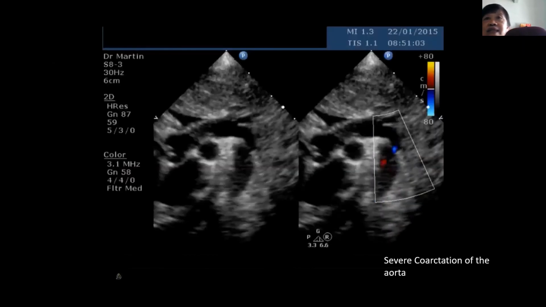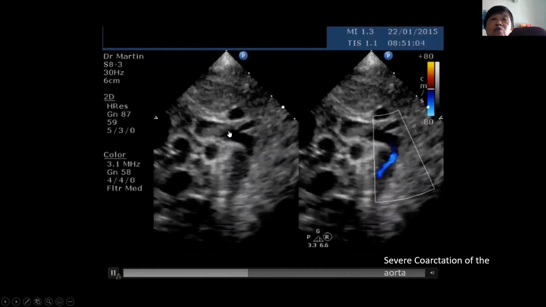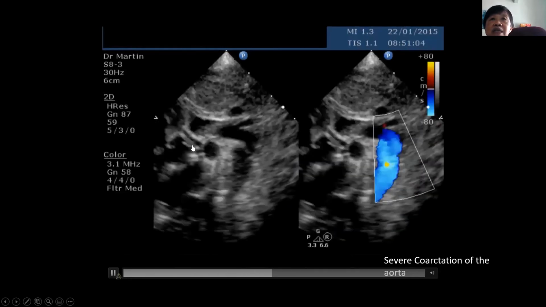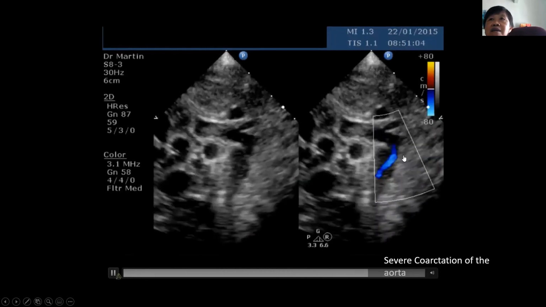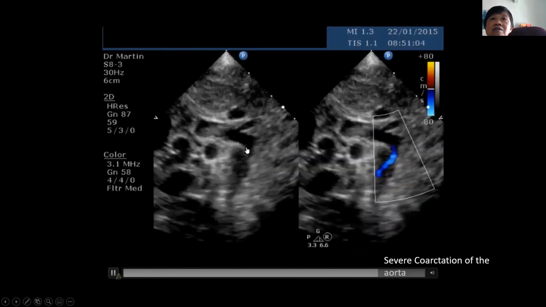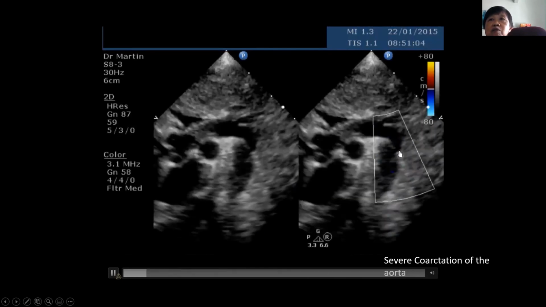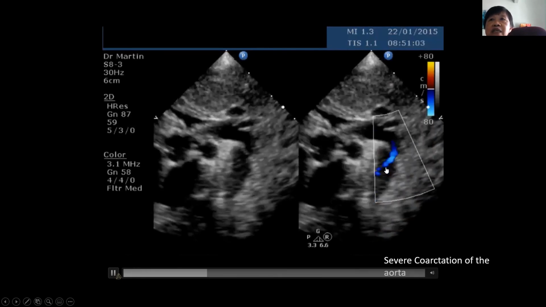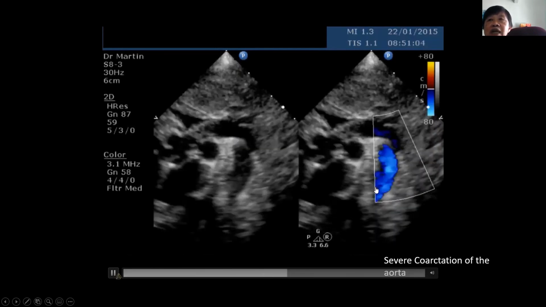So an echo was done, and this is the echo probe being put at the suprasternal notch, where you can see the arch of aorta as a curve down here, right? And here you can see that there is a narrowing, right, with a very small opening. You can see that the pressure gradient here is very high. So this patient came in collapsed because there is no cardiac output. The cardiac output is very markedly reduced.